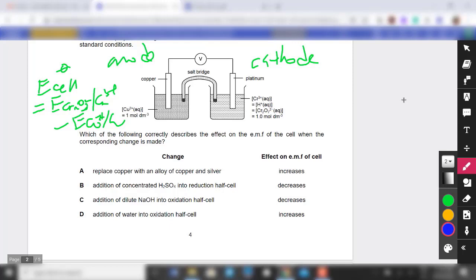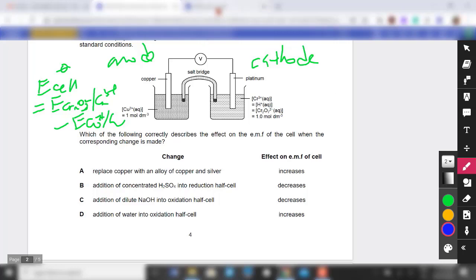So the first thing, option A is replace copper with an alloy of copper and silver. Okay, so now the first thing is an alloy is simply a mixture of copper and silver. We need to be aware of that. It's not a new product. They are not chemically changed. So that means that it still consists of copper and silver per se. So copper retains its own density and hence concentration. Silver retains its own density and hence concentration. Concentration of a solid doesn't change.